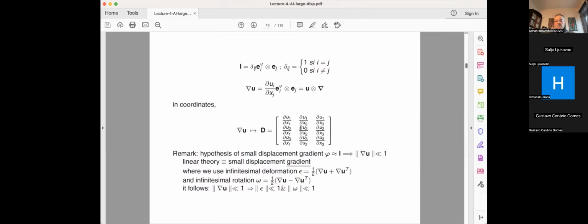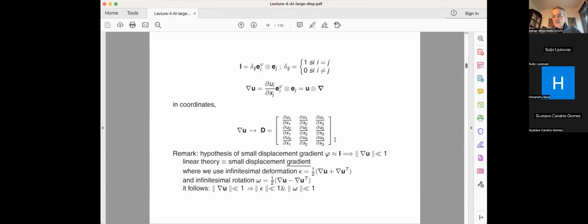Now recall in the small displacement gradient setting, we said that every component of the displacement gradient is much smaller than 1, which makes phi close to identity, because these are like 10 to the minus 3, 10 to the minus 4, and here we have 1, 1, 1. So 1 is certainly much bigger than 10 to the minus 3. So if you take only 2 decimal points, you call this identity, and then you carry out your linear kinematics computation that we studied last week.